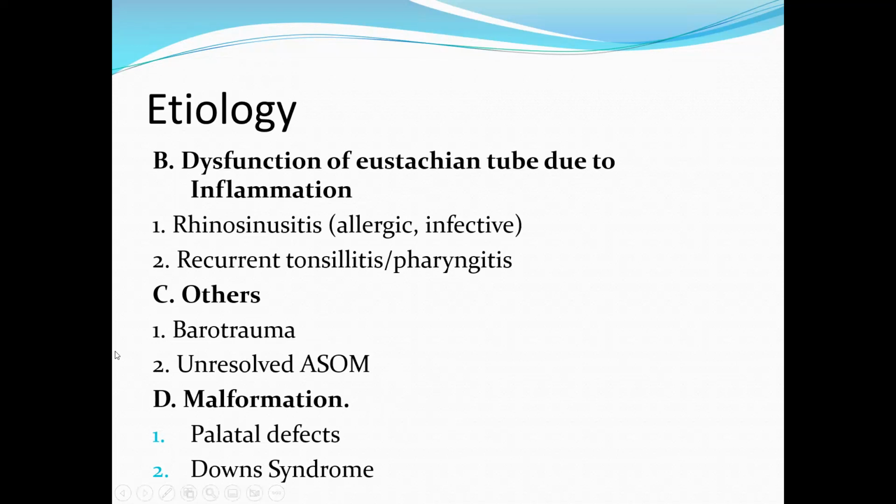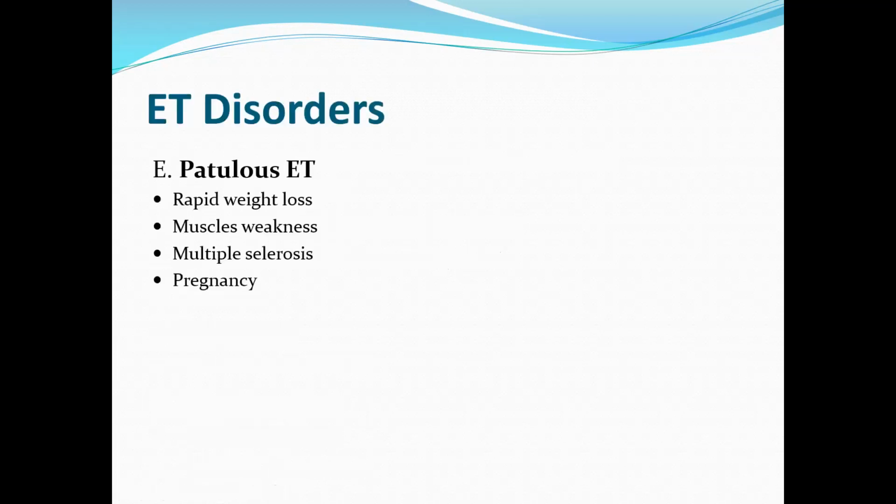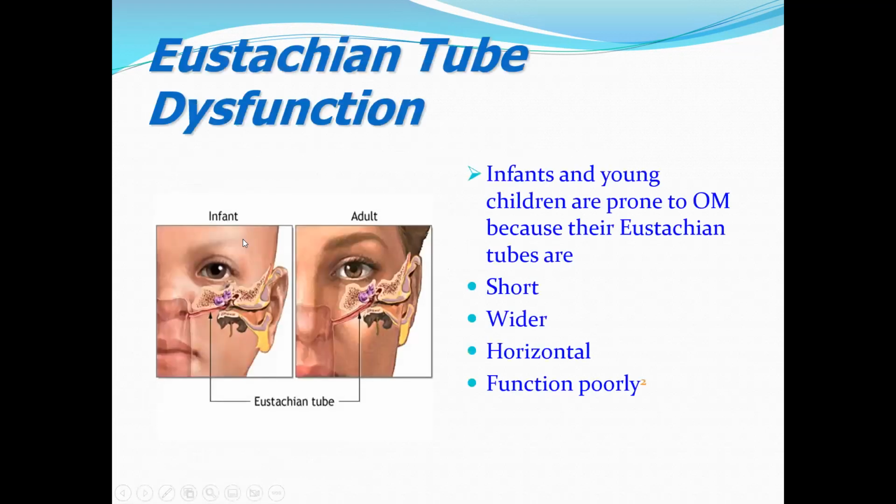Then malformation, certain congenital anomalies like palatal defects, there is malinsertion of the muscles. So there is dysfunction of the eustachian tube. In Down syndrome, there is a narrow nasopharynx. It obstructs the eustachian tube, so there will be a problem in opening the eustachian tube. In certain disorders, the eustachian tube becomes patulous and flaccid, such as in rapid weight loss, muscle weakness, multiple sclerosis, and in pregnancy. So the patient can present with otitis media with effusion.